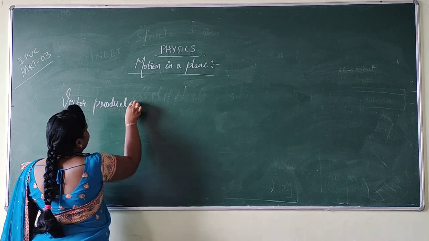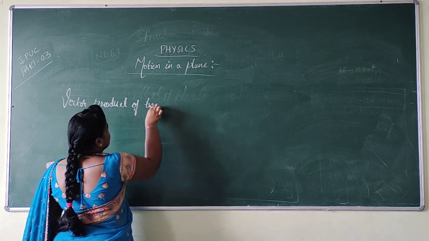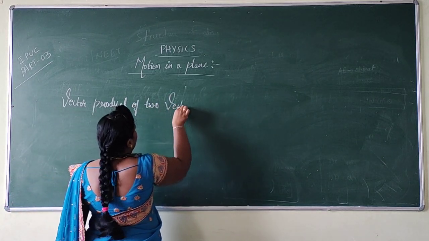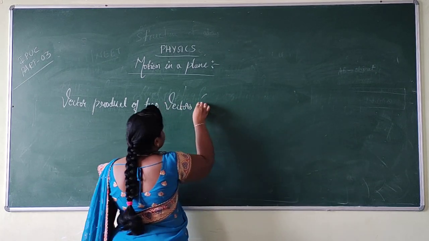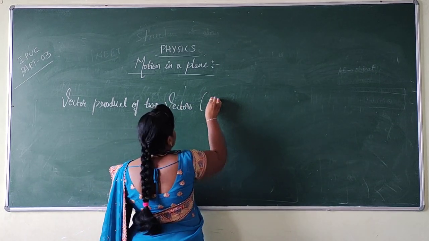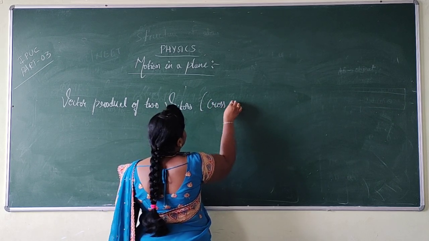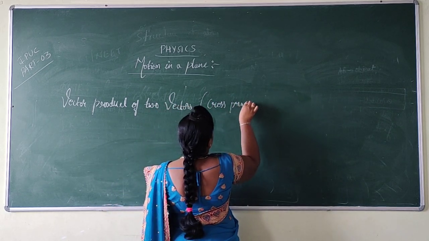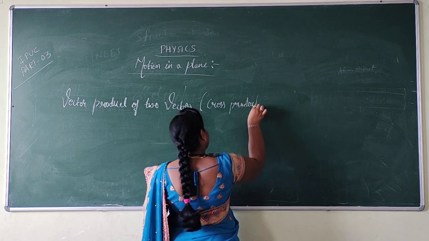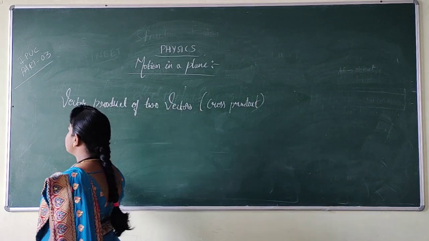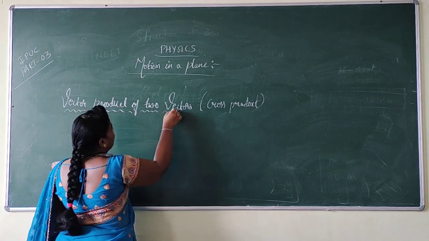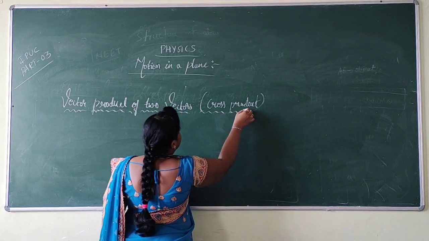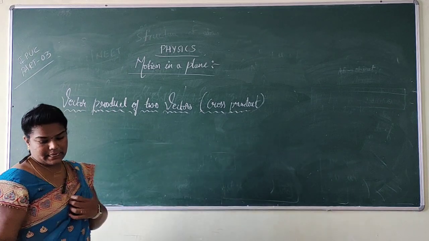Vector product of two vectors, the next heading. Here the vector product is also called the cross product. Here the product of two vectors gives you a vector quantity, whereas in the case of the scalar product, the product of two vectors gives you a scalar quantity.